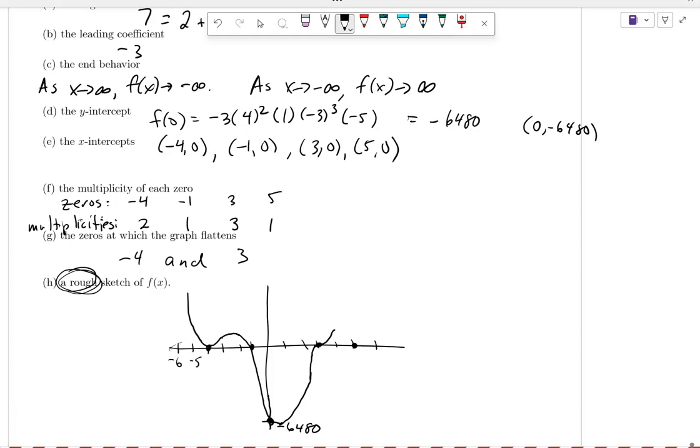Finally, at 5, what happens? Crosses, and does it flatten? No. So it goes straight through. Did we end up in the right place? Is it supposed to end up to the lower right? Yeah. So there's our rough sketch.